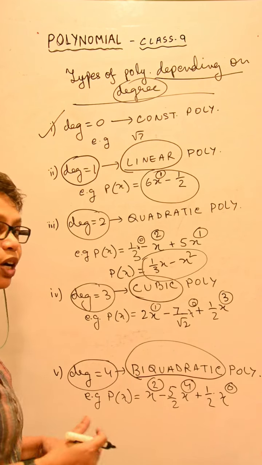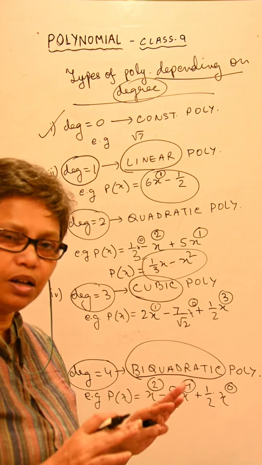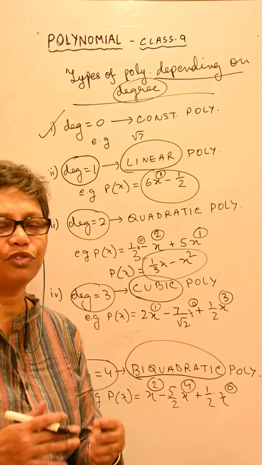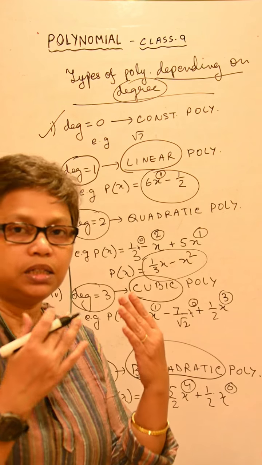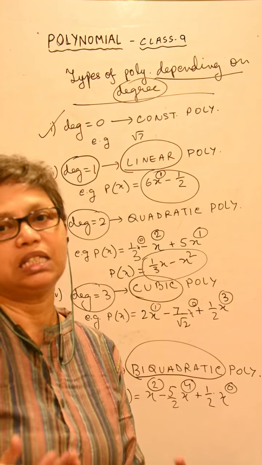So this way you can go on increasing, but till 4 you need to know. After that there is no need. So just remember that the degree of the polynomial determines its name.